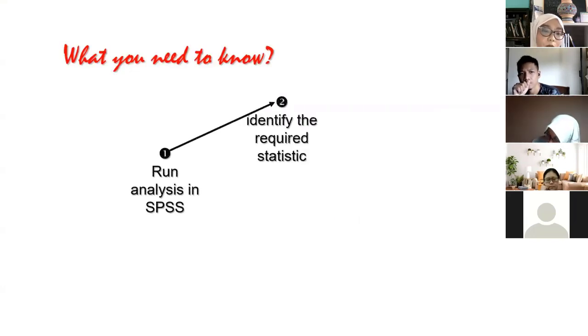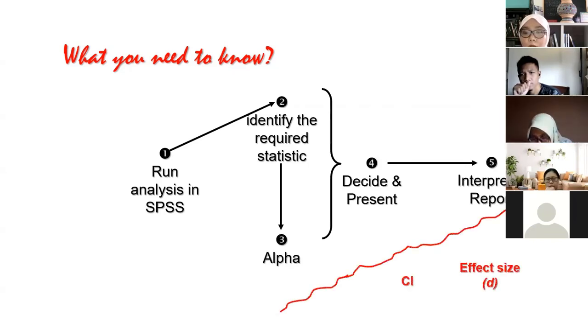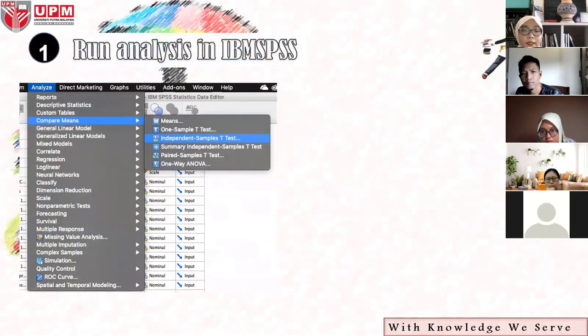Okay, what you need to know: first, run the analysis in SPSS, identify the required statistic, determine the alpha, decide and present, and lastly interpret and report. You can also report the confidence interval and effect size. So run the analysis. This one kita boleh buat.